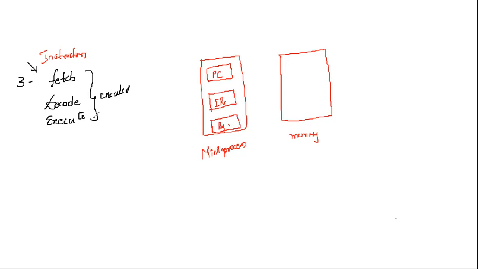Each and every microprocessor will have these important things. What is the PC? PC is nothing but the program counter. What is the task of the program counter? The task of the program counter is to store the address of the next instruction. That is the task of the program counter.